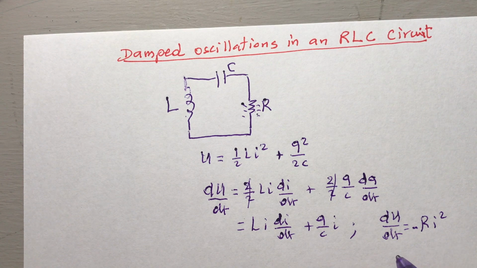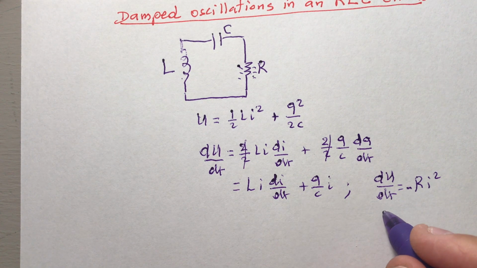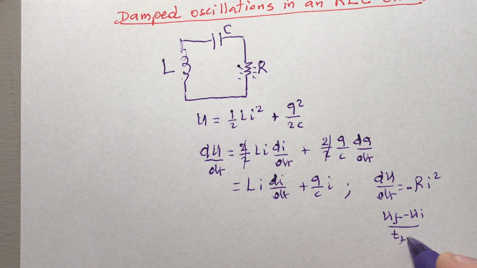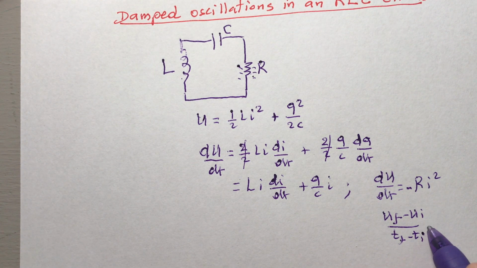If you look at here, you can say U final minus U initial over T final minus T initial. T final minus T initial is positive because we are moving forward in time. But U final, the energy, is going to decrease because we lose energy through the resistor. So this should be negative. That's why we put here minus Ri squared.